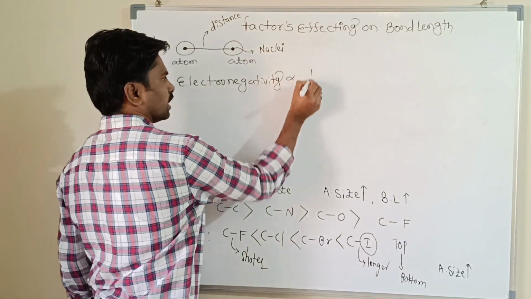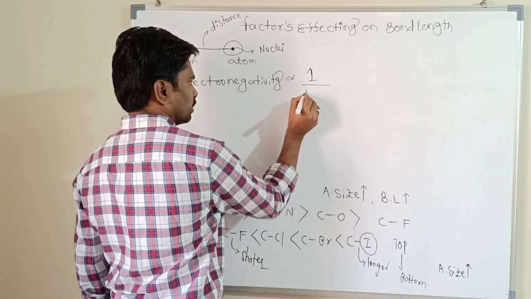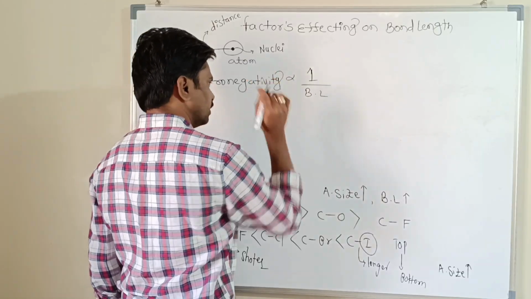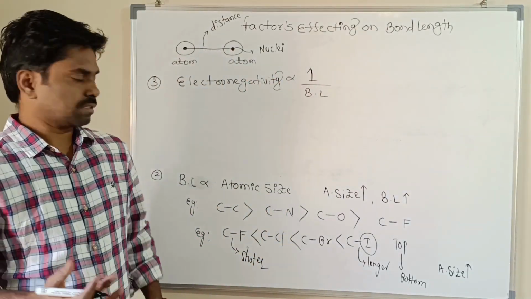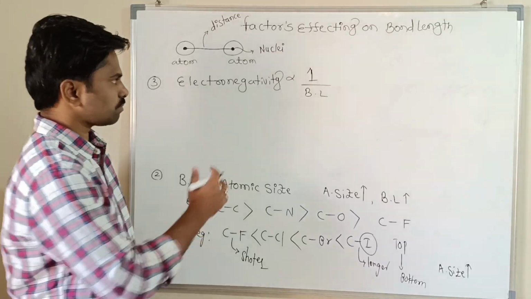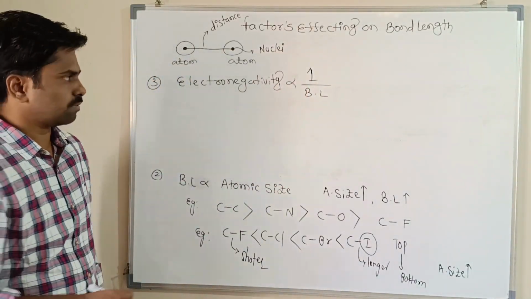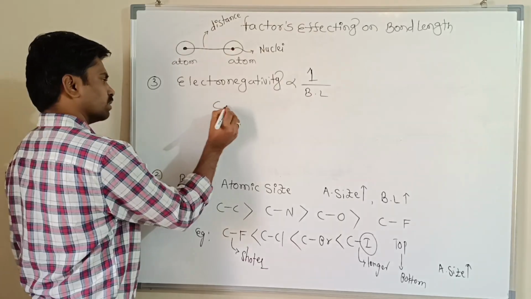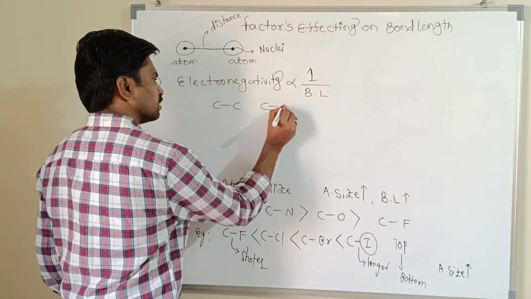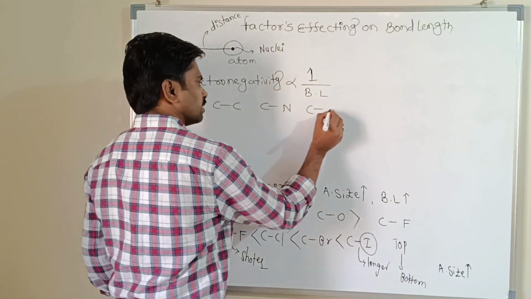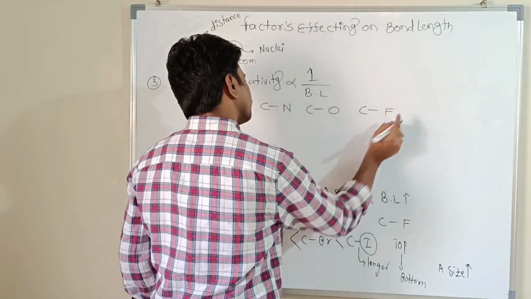So electronegativity and the bond length are inversely proportional. If electronegativity increases, then automatically the bond length will decrease. So, same question: C-C, C-N, C-O, and C-F.